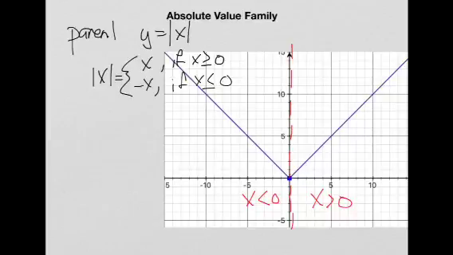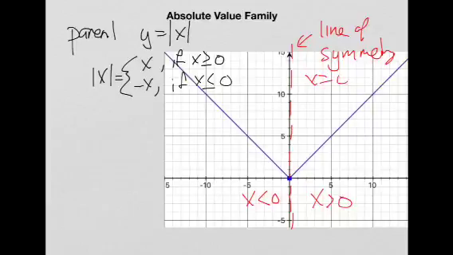And we can see we also have symmetry going on, which is kind of nice. So this line here is our line of symmetry, and it would be x equals 0. We also, just like we had with our parabola, which also had a line of symmetry, have this turnaround point, which we call the vertex. And in the parent function, the vertex is 0, 0.